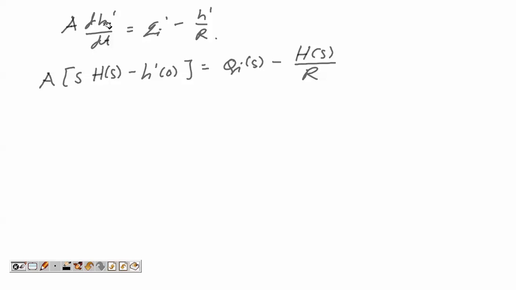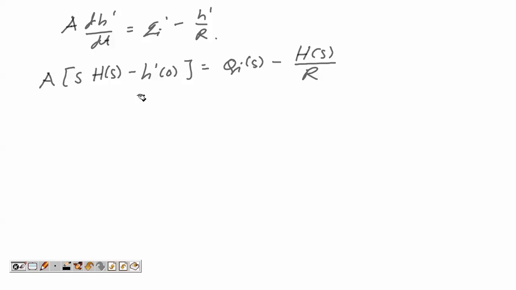So H we convert to H(s), Q_i to Q_i(s). The Laplace transform of H is H(s), but R is constant. It's always constant every time. Also A is always constant. So we do not need to take the Laplace transform of those here.